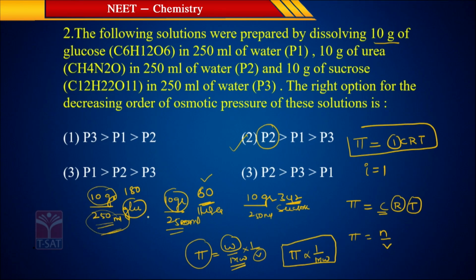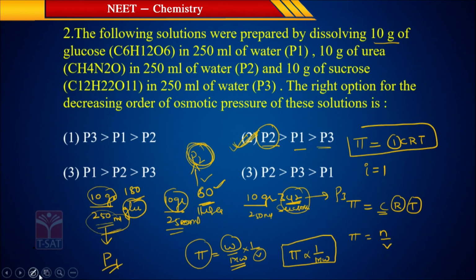The pressure exerted by glucose is P1, the pressure exerted by urea is P2, and the pressure exerted by sucrose is P3. Urea's molecular weight is least, so its pressure is highest, P2. Then next is P1, molecular weight 180. Sucrose, with molecular weight 342, produces the lowest osmotic pressure, P3. So P2 is greater than P1 is greater than P3. Option 2 is the correct answer.